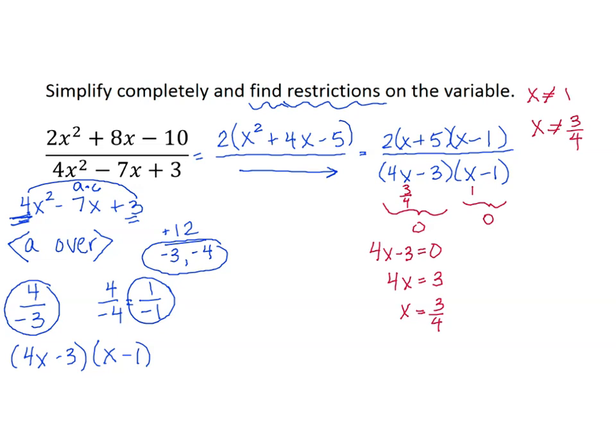Now, since I've taken care of the restrictions, let's get back to the simplifying. X minus 1 over x minus 1 will cancel. And my final simplified answer is 2 times the quantity x plus 5 all over 4x minus 3.